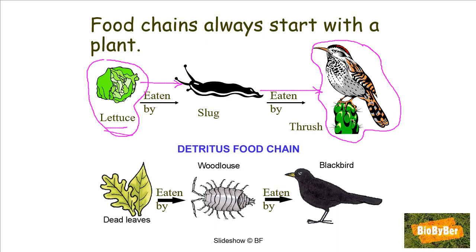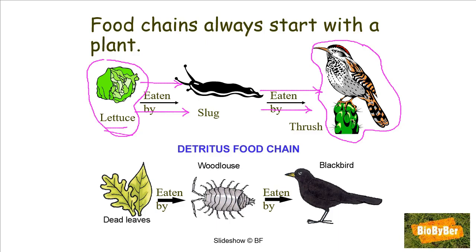Another vital thing to keep in mind when you're constructing or making a food chain is the direction of the arrows. The arrows go from left to right and mean is eaten by. So it's terribly important that they point in the right direction. The slug is eaten by the thrush, so the arrow goes from left to right again.